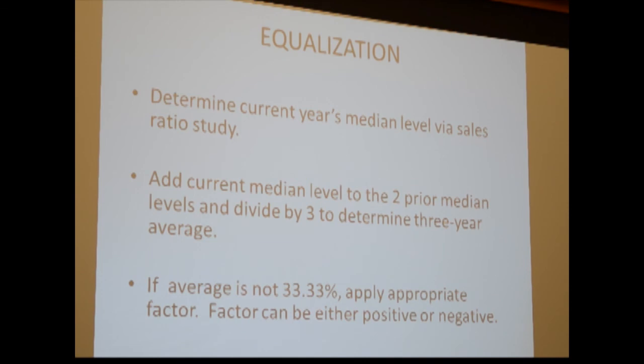So, equalization. Oh, I'm behind on the slide. So you determine current median levels. There's a sales ratio study. Again, the median level to the prior 2 median levels, 3-year average, 33 1/3%.